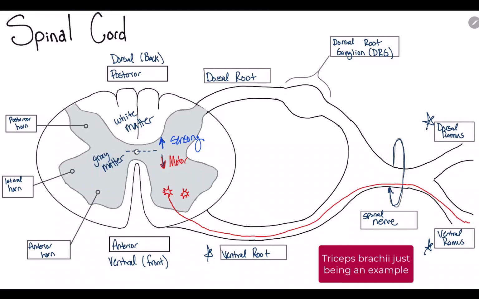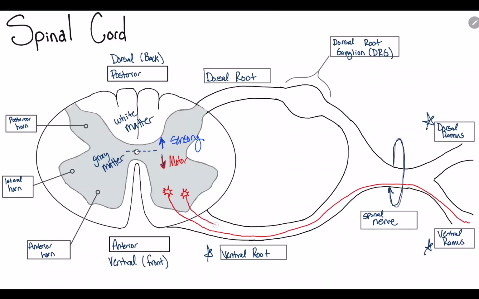This other motor neuron is going to leave and come out, go through that ventral root, go through that spinal nerve, and then into that dorsal ramus to an intrinsic back muscle that would be at the same spinal level as the triceps would be.